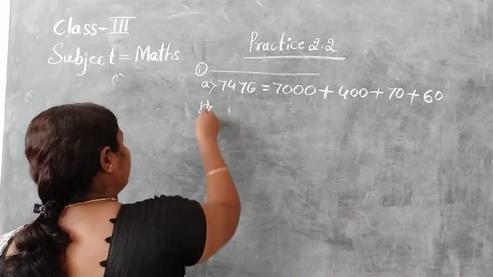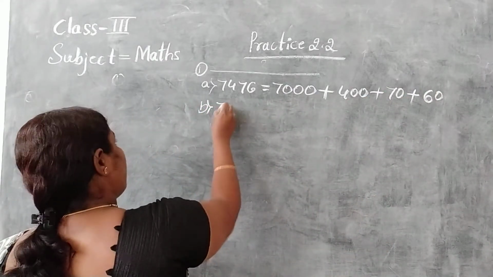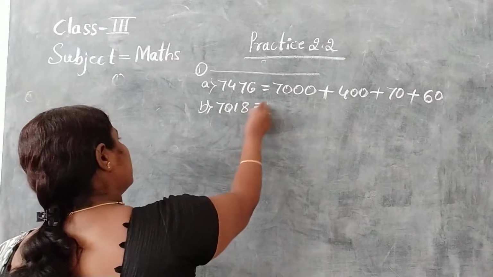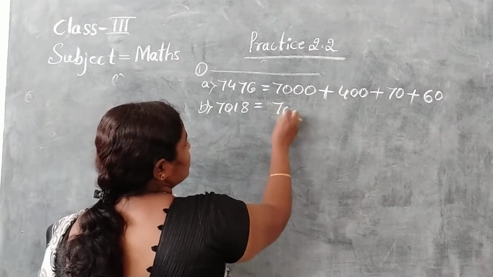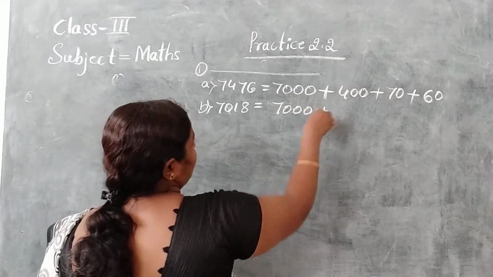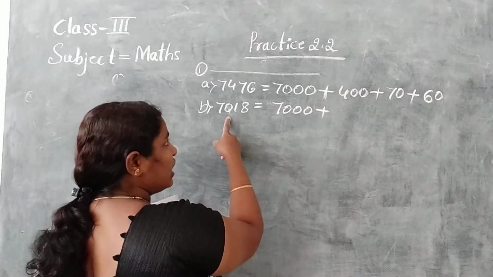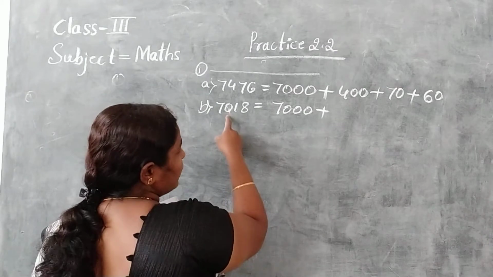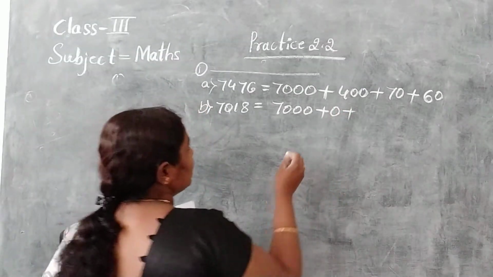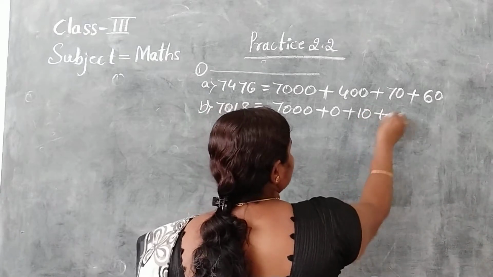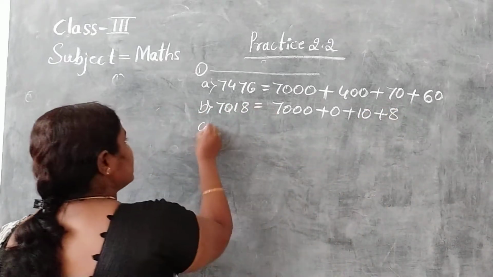B. 7018. Write the expanded form. Again 7000 plus, no need to write the hundreds place because the hundreds place is 0. You can write 0 also, or don't write anything. Next, 10 plus 8.